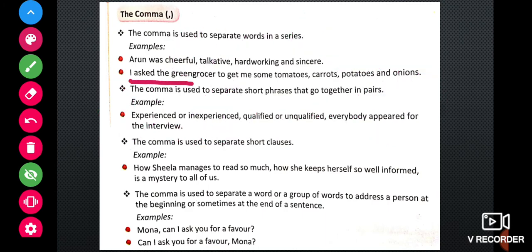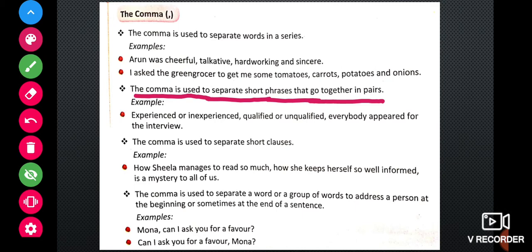I asked the greengrocer to get me some tomatoes, carrots, potatoes and onions. So here also you will be able to see commas are used for the series of words, and at the end "and" is used. The comma is used to separate short phrases that go together in pairs.